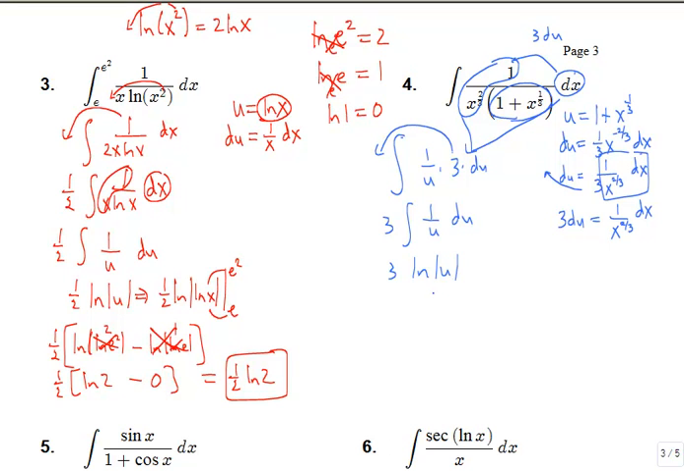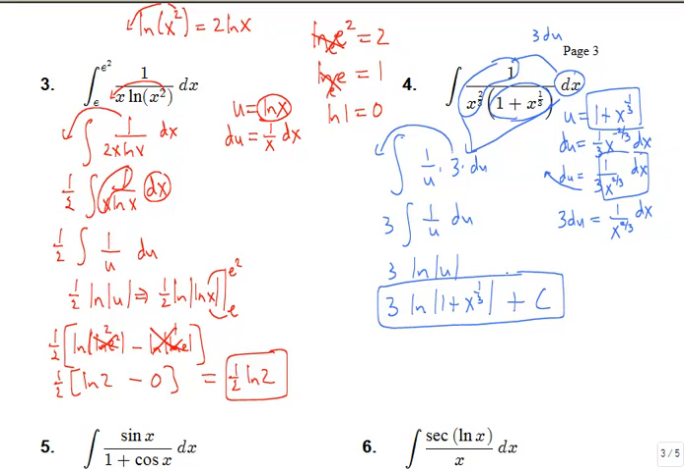Last but not least, plug back in terms of x. So remember that u is 1 plus x to the 1/3. So this will become ln of 1 plus x to the 1/3 times that 3. There's no bounds, so we put a plus c on it, and there is my integral.